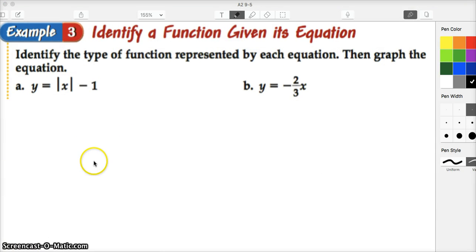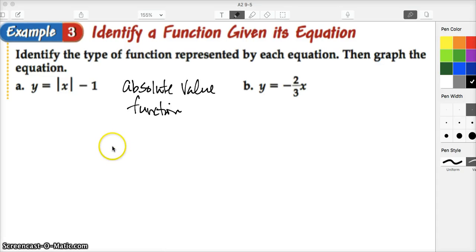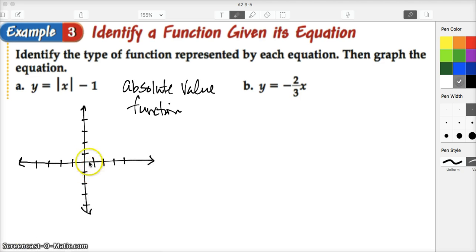So in this example 3, we're going to be identifying and graphing these equations. So when I look at this guy, it's got the telltale absolute value symbol, so I know that this is an absolute value function. And this absolute value function looks just like the one that we saw with the V, except minus 1. And if you remember, when you have a minus 1, that's just a vertical translation down. So here's what I expect.